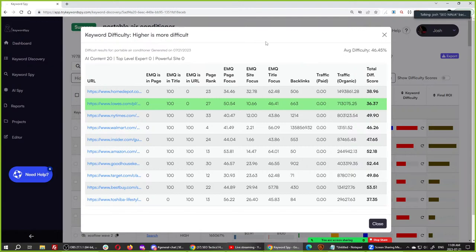But at least I'm giving you the preliminary information and how you would do this with Keyword Spy here. Or if you like your own SEO tactics, fine. Use your own SEO tactics. But I would use keyword difficulty here to get this information at a glance.